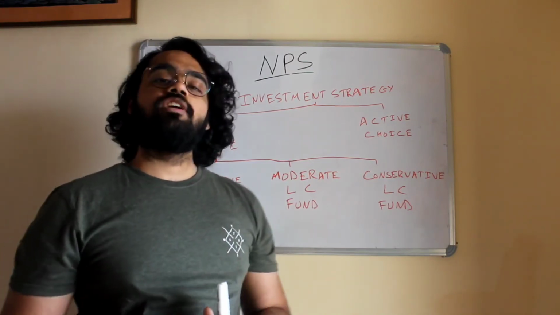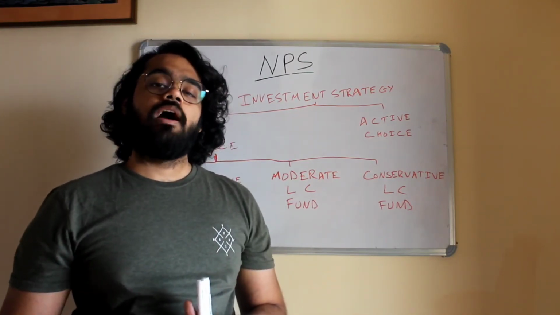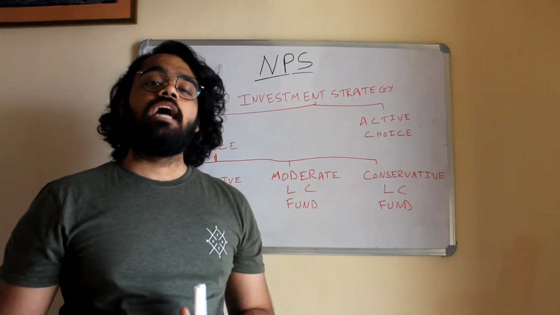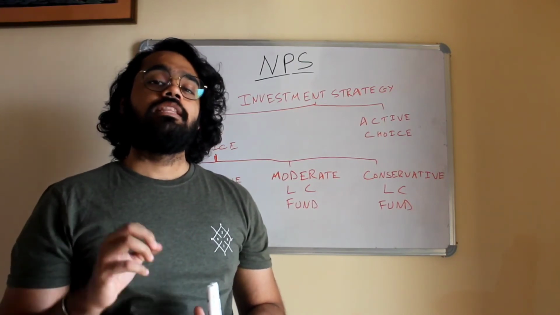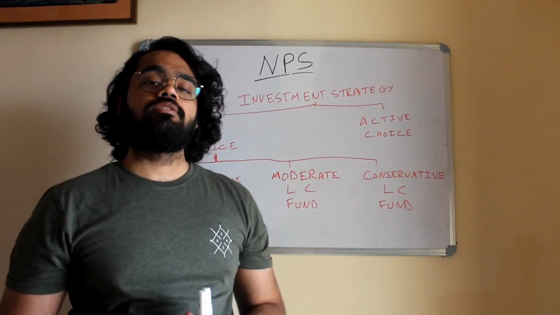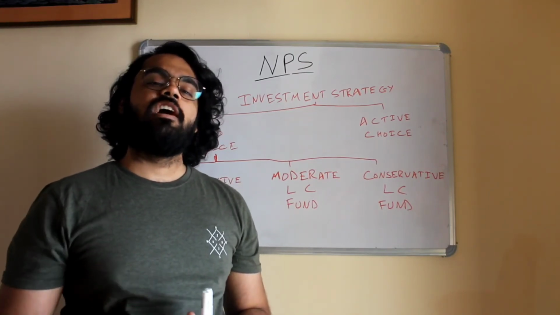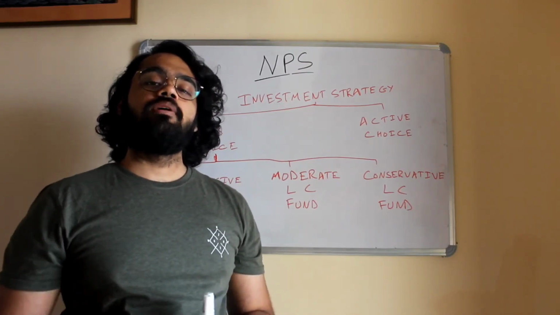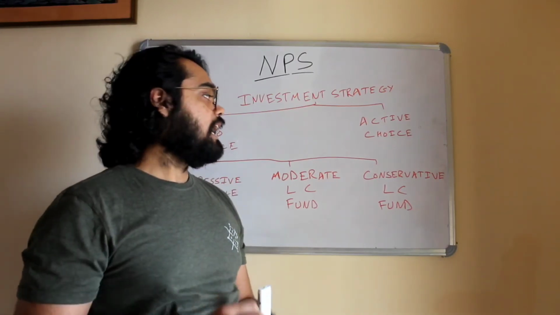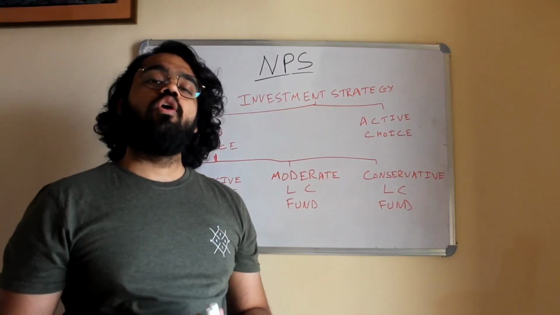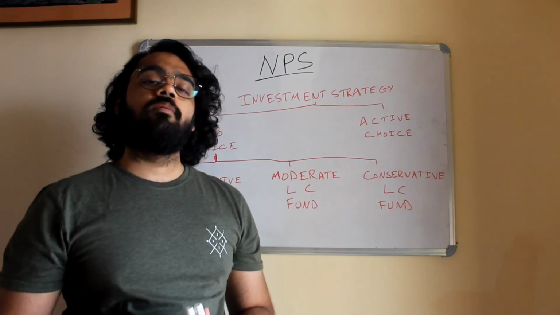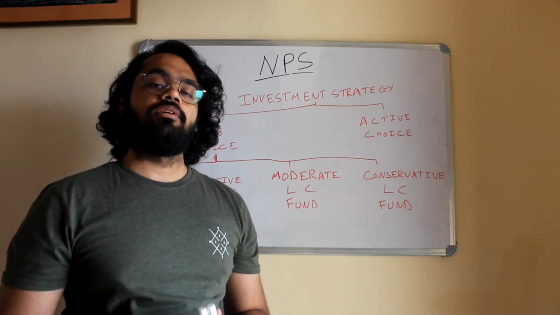Now, under active choice also, the maximum allocation to equity is capped at 75%, that too up to the age of 50 years, after which it will start to fall about 2.5% every year and come down to 50% at the age of 60. And also, under alternative investment schemes, the maximum allocation is capped at 5%.